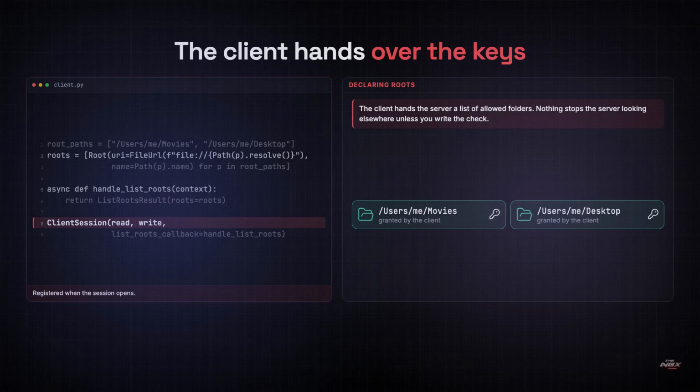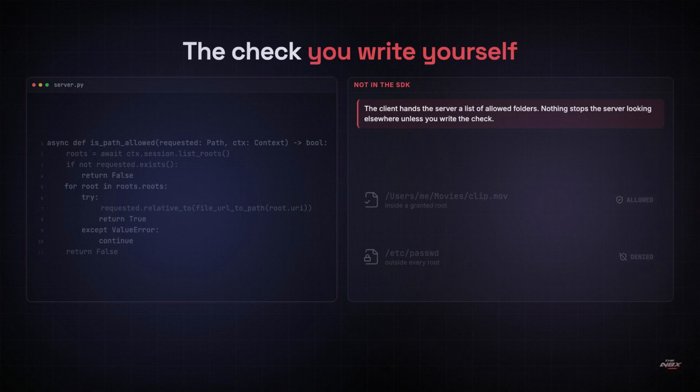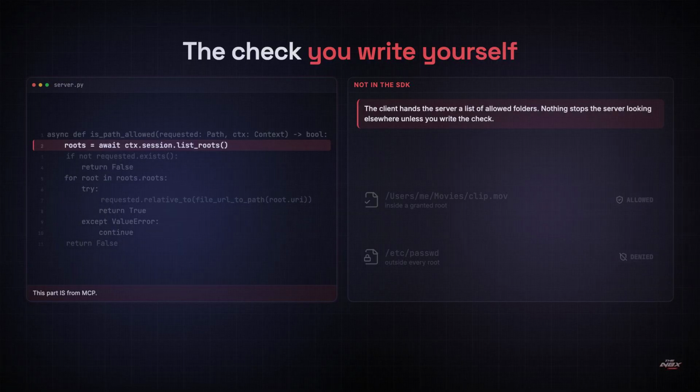The subtle part is that the server never receives the roots up front. The server asks for them on demand and your callback answers, which means the client stays in control of the list the whole time. Here's the part that surprises people, and it's the most important sentence in this chapter. is_path_allowed is not part of the MCP library. You write it. The SDK gives you ctx.session.list_roots, which fires the client's callback and returns the allowed folders. That much is genuinely MCP's. Comparing a requested path against that list is entirely your responsibility.